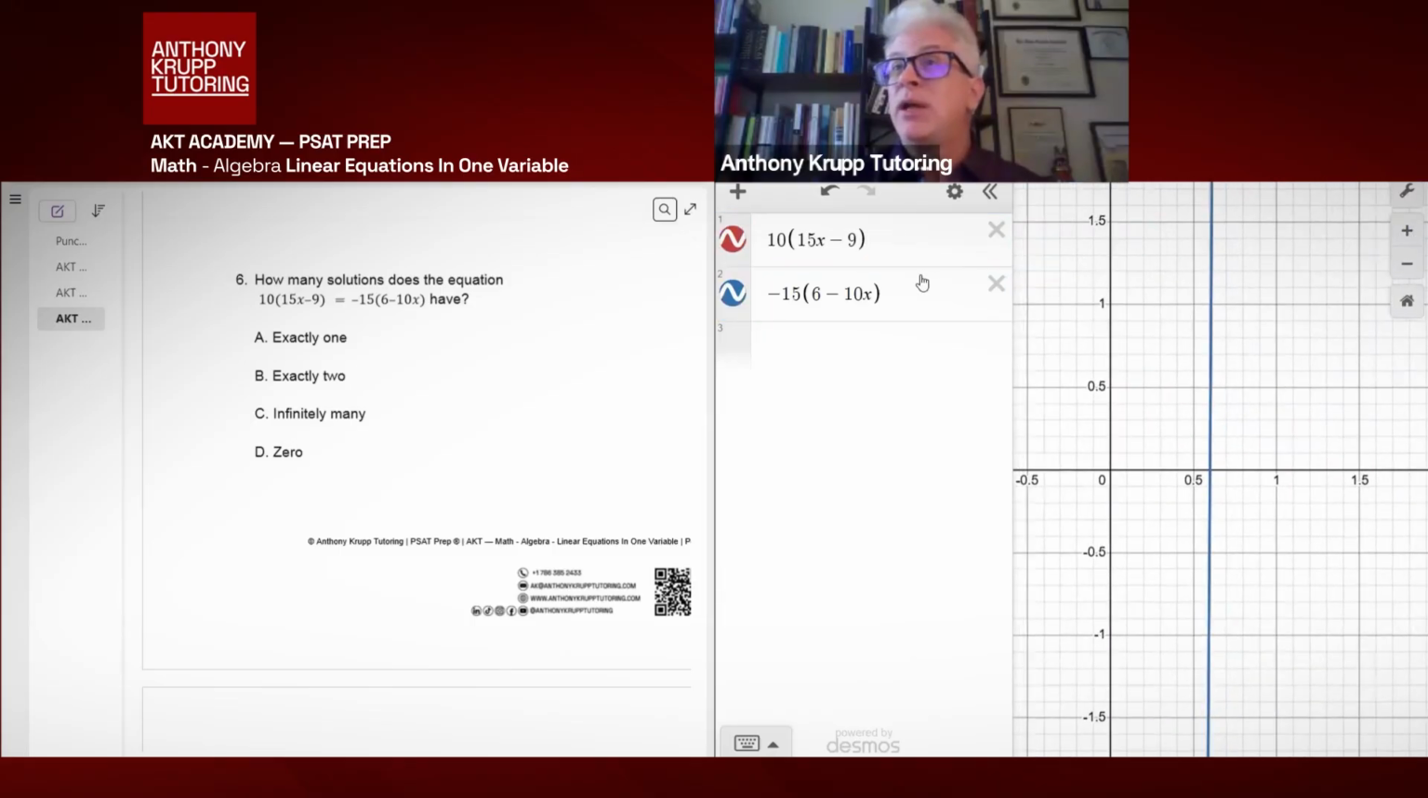It's like, wait a minute. Are my eyes deceiving me here? Is this really what's going on here? Yes, it is. Do you all agree these are the same line? And because they are the same line, they do not have exactly one solution.